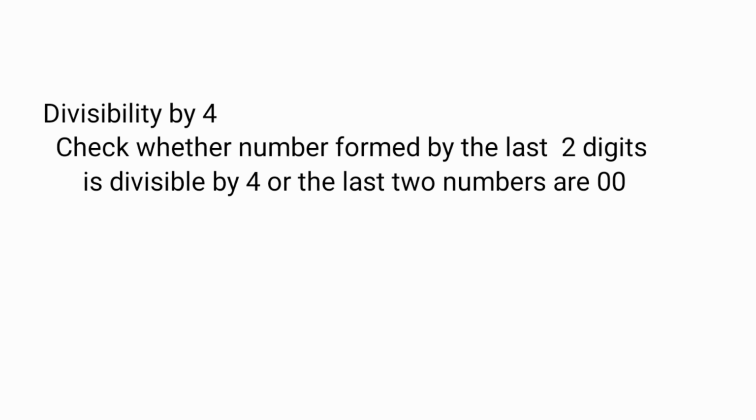Next is the test of divisibility by 4. To check whether a number is divisible by 4 or not, what you have to do is see the last two digits. The number formed by the last two digits, if it is completely divisible by 4, then that number will be divisible by 4. So, if the last two digits are zeros, then also the number will be divisible by 4. Now, let's see some examples.